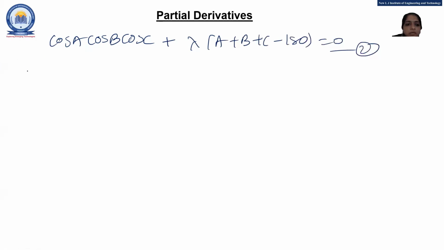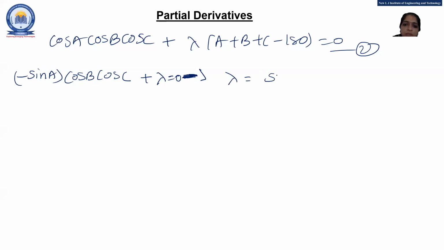Now, after differentiating with respect to A, the derivative of the first term, that is the derivative of cos A, is minus sin A, and cos B into cos C we keep the same, and the derivative of the second term with respect to A is lambda. So if I keep this equal to 0 and take lambda as the subject, lambda equals sin A cos B cos C. The minus sign will be converted into plus.